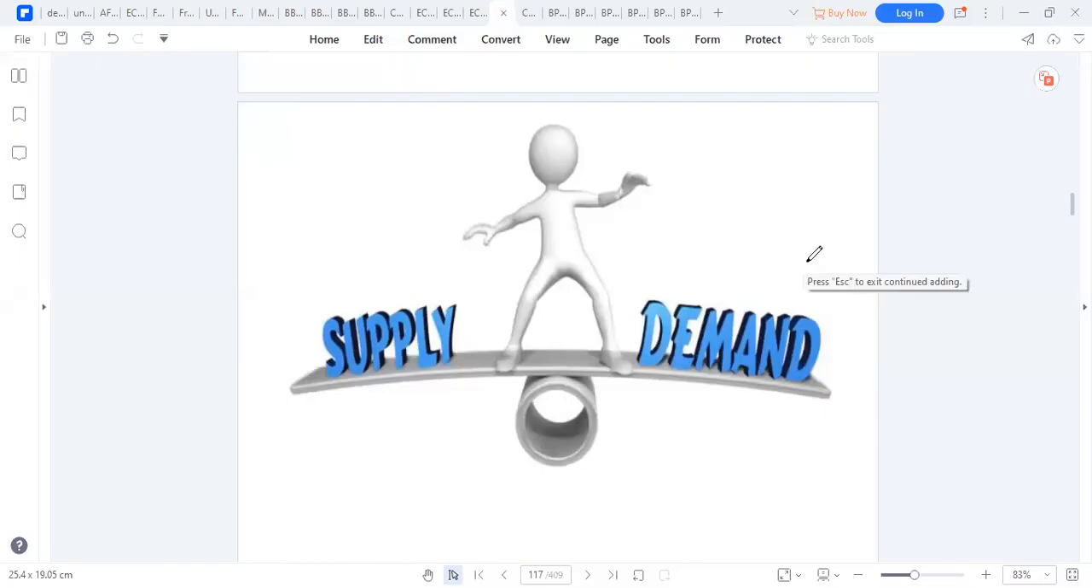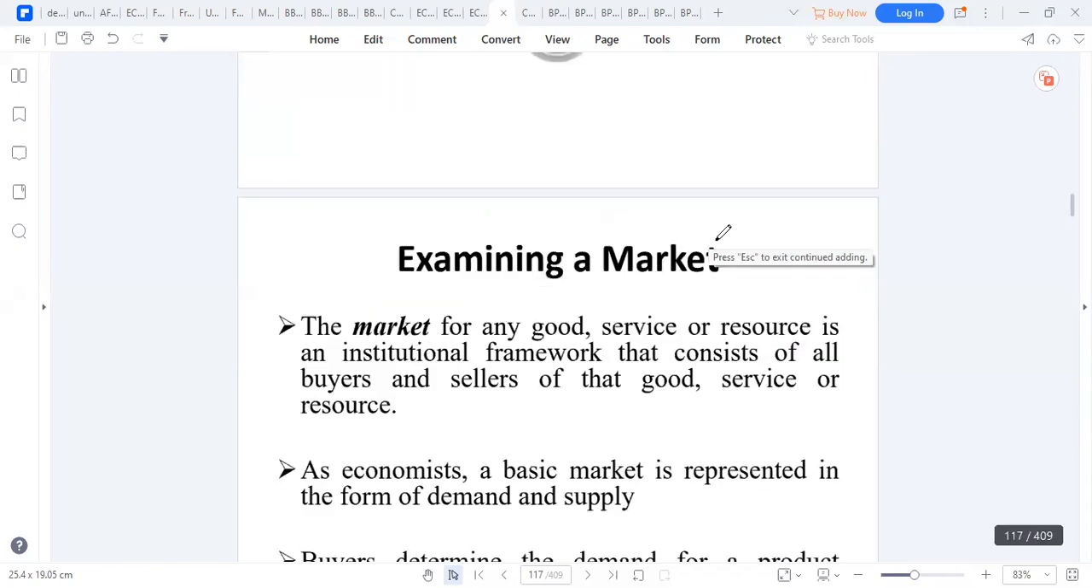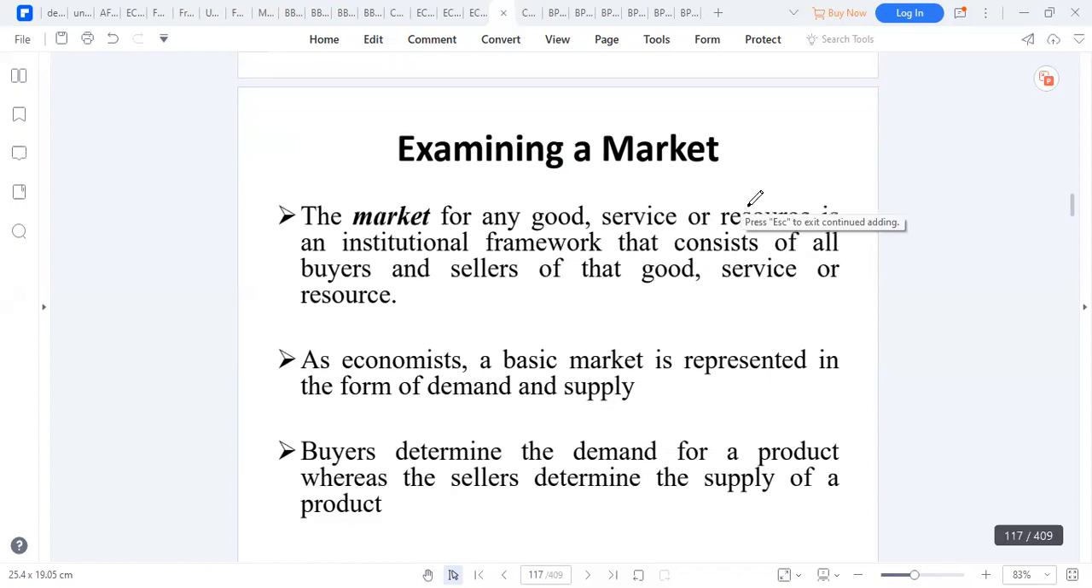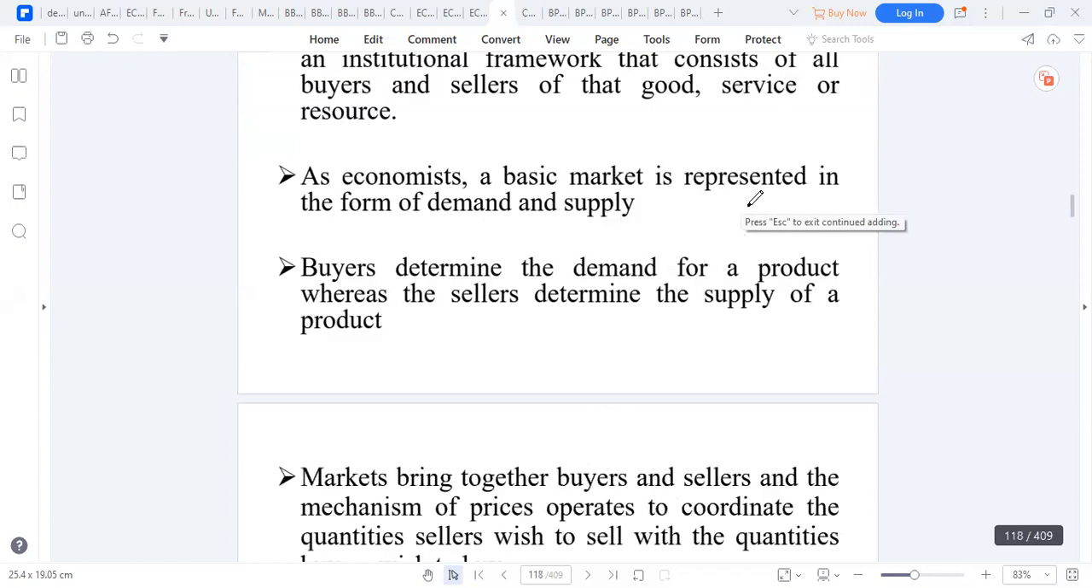Supply and demand. When examining this unit, we are going to understand key terms like a market. A market for any good or service is simply an institutional framework that exists for buyers and sellers of a good and of a service. It may not be a physical place. A market is simply an arena where buyers and sellers can engage.